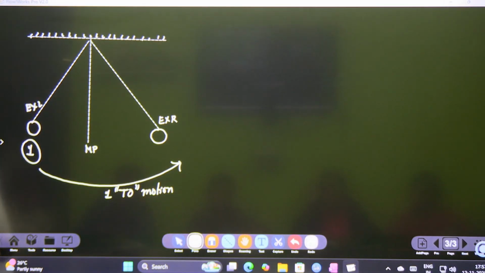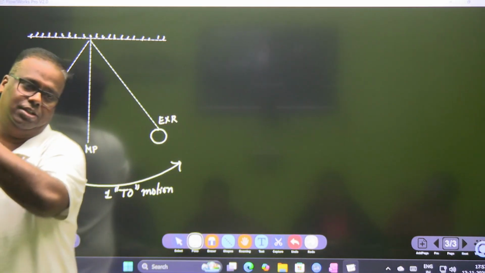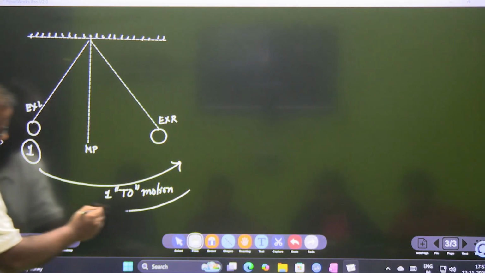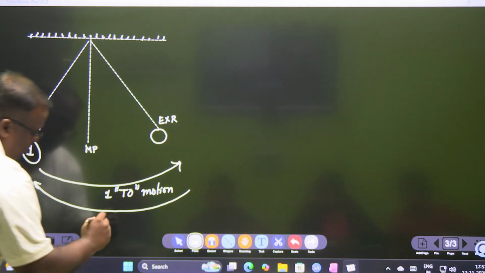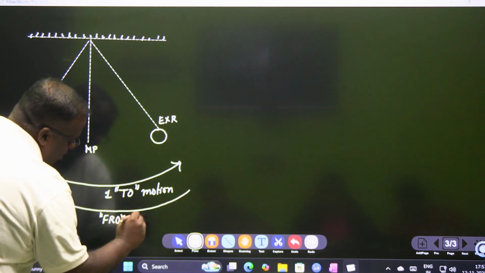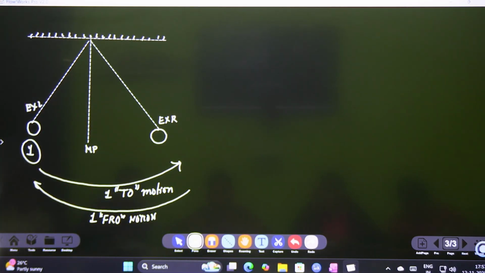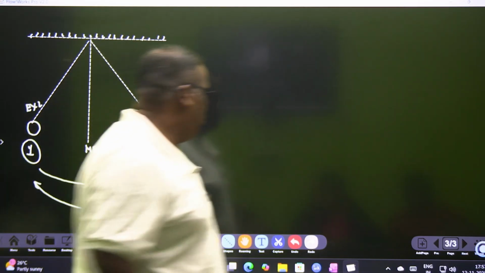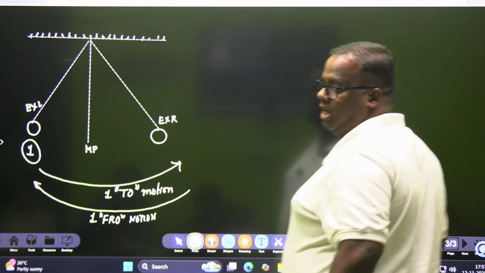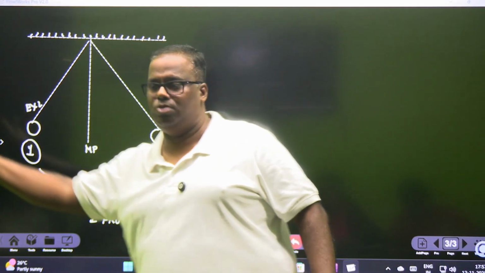Understood? After going here, the pendulum will stop. Gravity works on it, and again it comes back. So that motion will be known as the fro motion. 1 fro. Sir, could you not have started it from this side? Yes, child, I could have started it from this side also. It doesn't matter. You release it from here, then this is 1 2 and 1 fro.